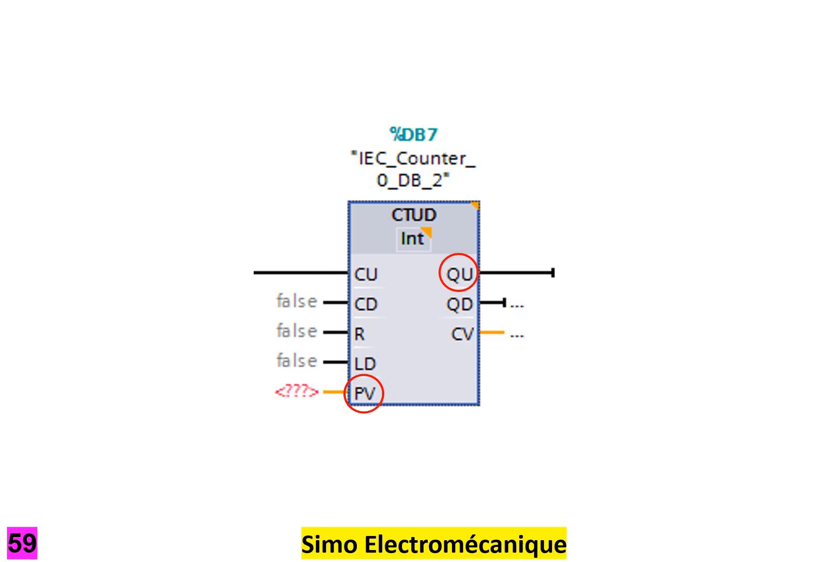PV is the programmed value. It can be used to set an upper threshold to the counter, above which output QU is triggered. Output QU is triggered if the count value in CV exceeds the value in PV. Output QD is triggered if CV goes below 0. CV is the current count value and can be read and used to trigger other events.